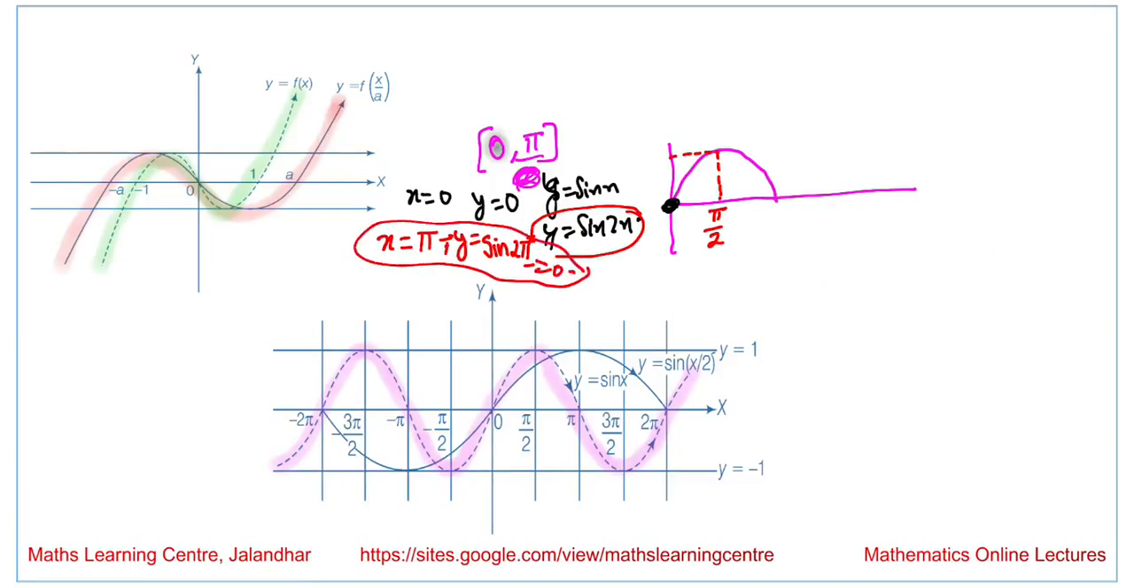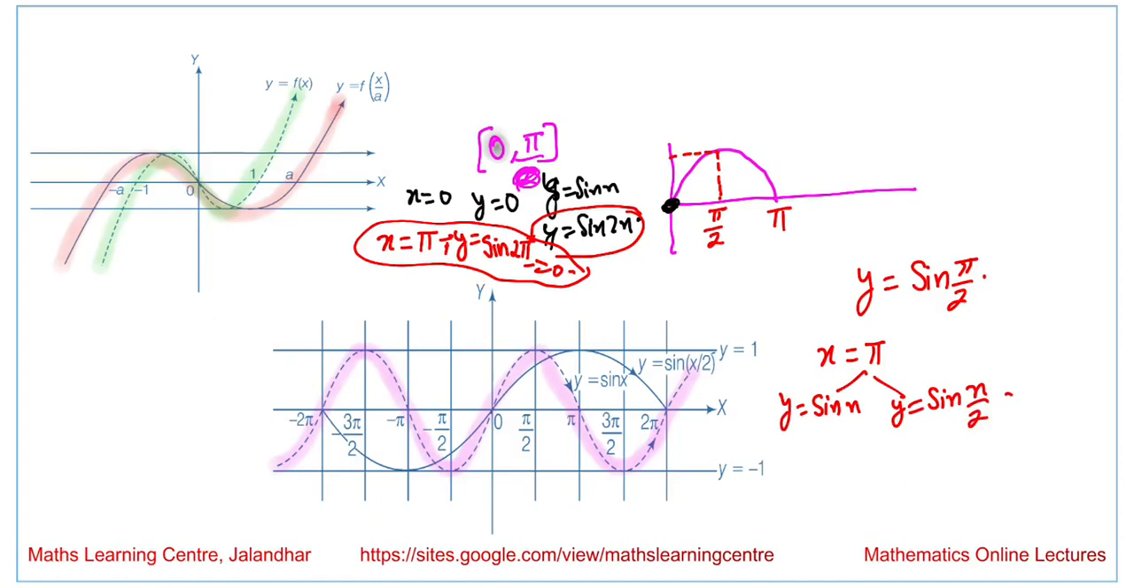But now we are considering the case when the function is y is equal to sine of x by 2. If we consider x is equal to pi, we have two functions, one is y is equal to sine x and one is y is equal to sine of x by 2. Corresponding to the first function, the value of y we obtain is 0. Corresponding to the second function, it is sine of pi by 2, that is equal to 1.